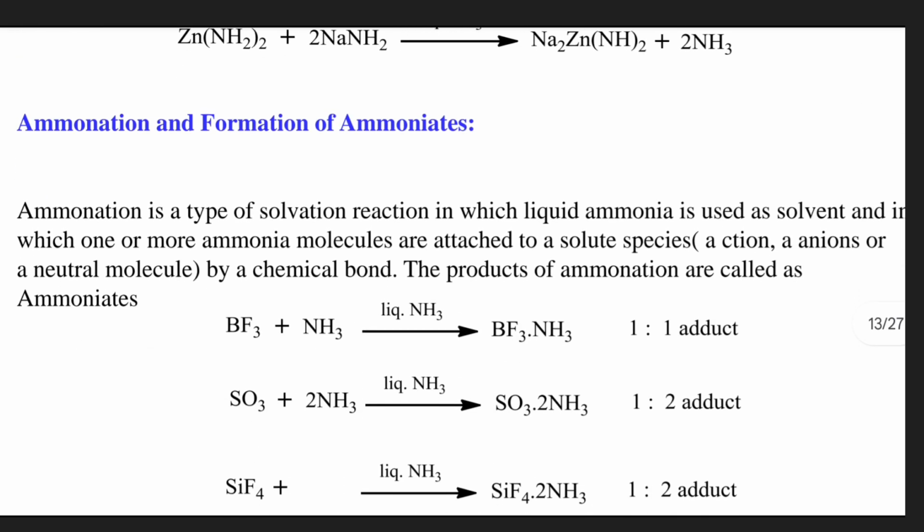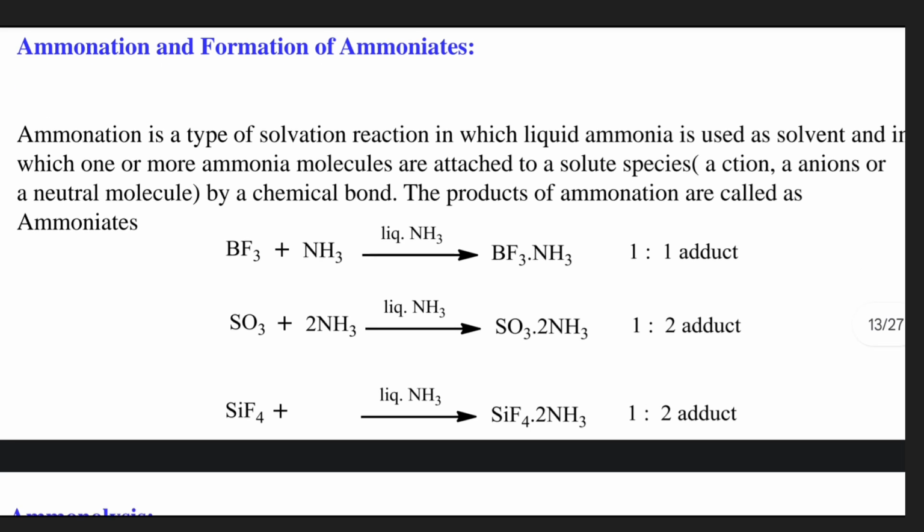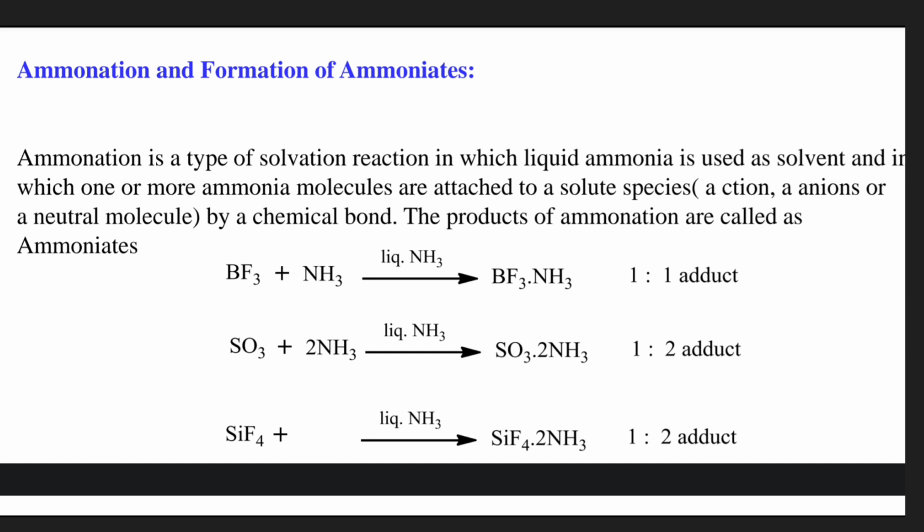Ammonation and formation of ammoniates. Ammonation is a type of solvation reaction in which liquid ammonia is used as solvent and in which one or more ammonia molecules are attached to a solute species, cation, anion, or a neutral molecule by a chemical bond. The products of ammonation are called ammoniates. For example, BF3 plus ammonia in liquid ammonia gives BF3.NH3, a 1:1 adduct. SO3 plus 2 ammonia in the presence of liquid ammonia gives SO3.2NH3, a 1:2 adduct.